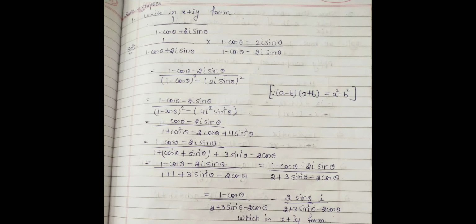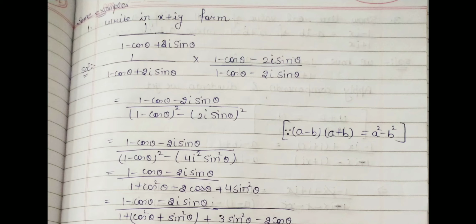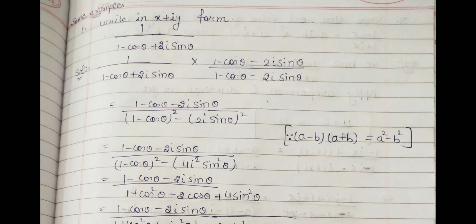Firstly, we will take an example. We will write it in x plus iota y form. We have the question 1 upon 1 minus cos theta plus 2 iota sin theta. For making the denominator real, we will do a rationalization. And for rationalization, we take the conjugate of the denominator. For the conjugate, we change the sign of the iota, positive to negative or negative to positive.